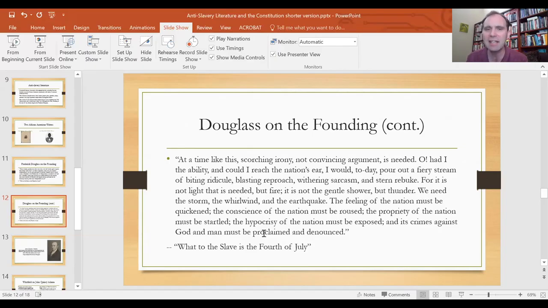The feeling of the nation must be quickened. The conscience of the nation must be roused. The propriety of the nation must be startled. The hypocrisy of the nation must be exposed, and its crimes against God and man must be proclaimed and denounced."